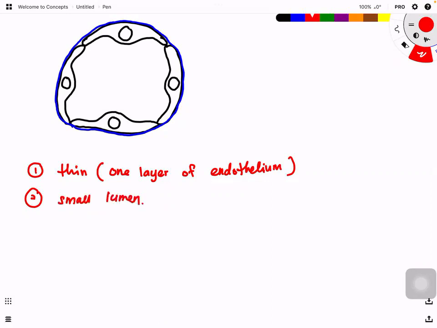Okay, they have small lumens. How small? Around 7 micrometers. Can I see that? It means that the red blood cells will be almost the same size as the lumen. Can I see that, this red blood cell? What's so important about this?